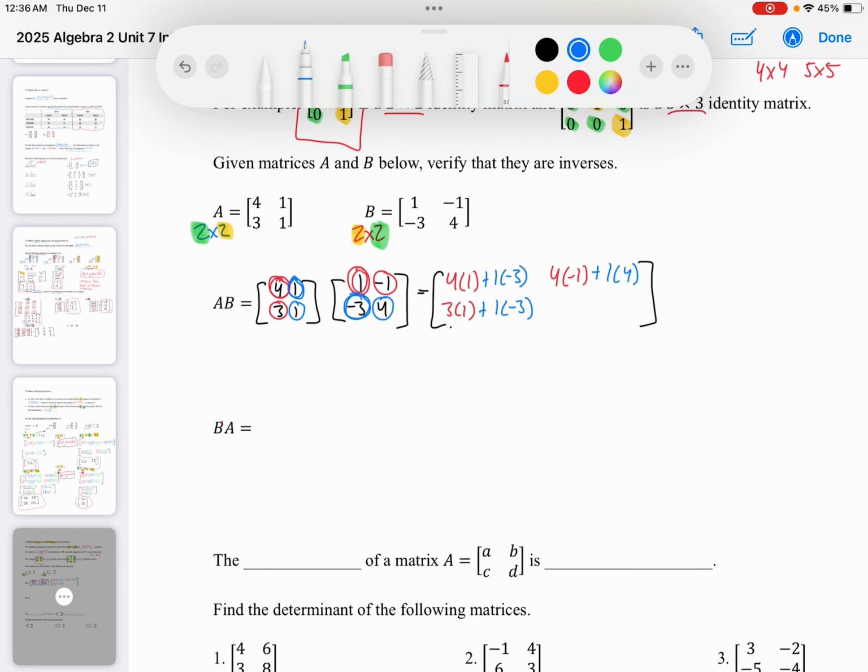And finally, we will now be doing the second row from matrix A times the second column from matrix B. So we would start with this 3 times negative 1. And finally, the 1 times 4.